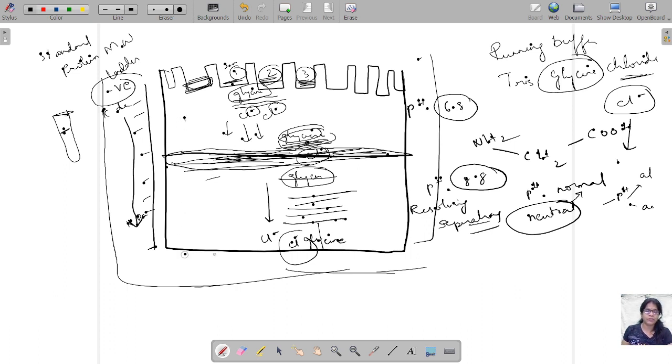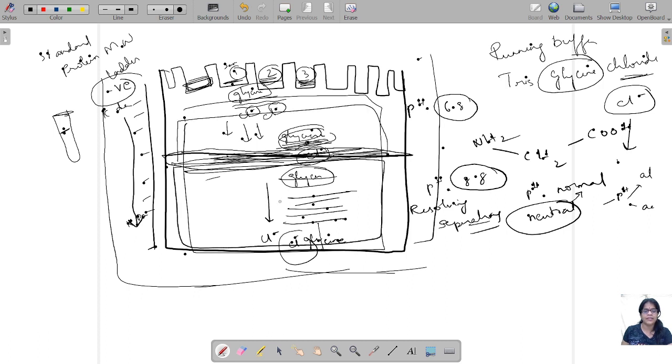Now once the whole thing is done, we'll switch it off and we'll take the gel out. We don't need the stacking gel, we only need the resolving gel. So we take this particular resolving gel. For example, this thing is the resolving gel. Based on it, you have already added the basic protein molecular weight ladder, right? This is for your comparison.